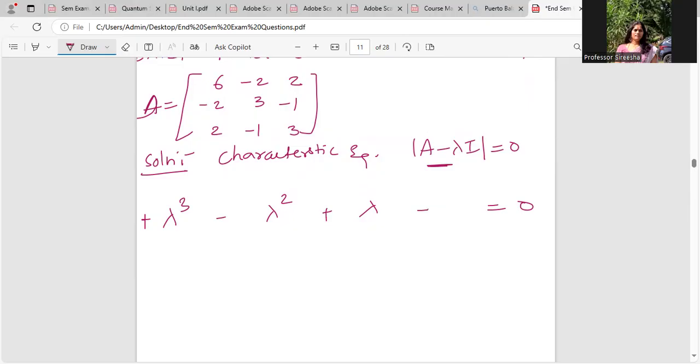Next, the lambda cube coefficient, as I have said, is always 1. The lambda square coefficient would be the trace of A. Trace of A is what? 6 plus 3 plus 3. 6 plus 3 is 9, 9 plus 3 is 12.